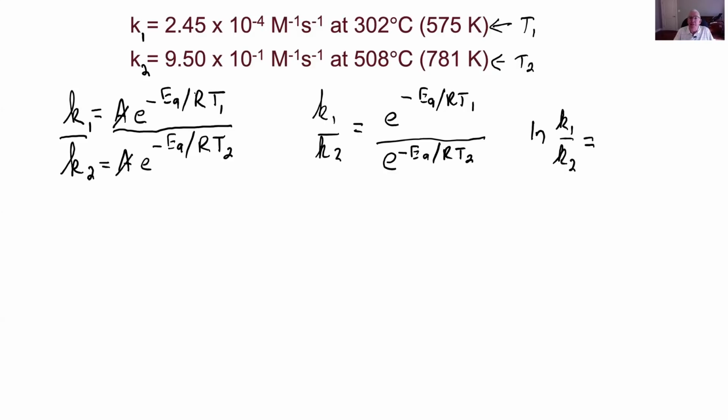When I do take the log there, I have to take the log of the right-hand side, and I have to remember that the log of that quotient is the log of the top minus the log of the bottom. And so that means that I get the log of the top is minus E sub A over RT1 minus the log of the bottom, which is minus E sub A over RT2. All right, so now I'm no longer up in exponents. It's getting at least somewhat simpler to solve from here.